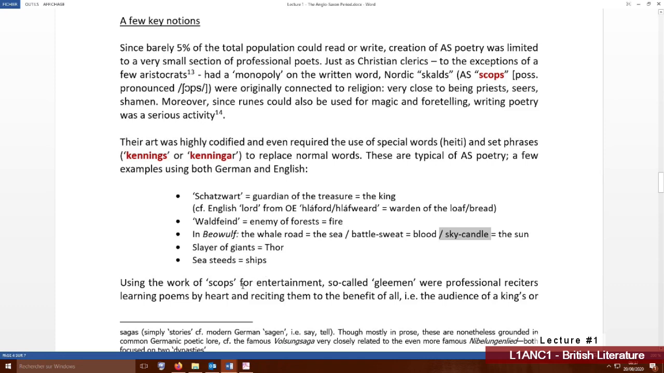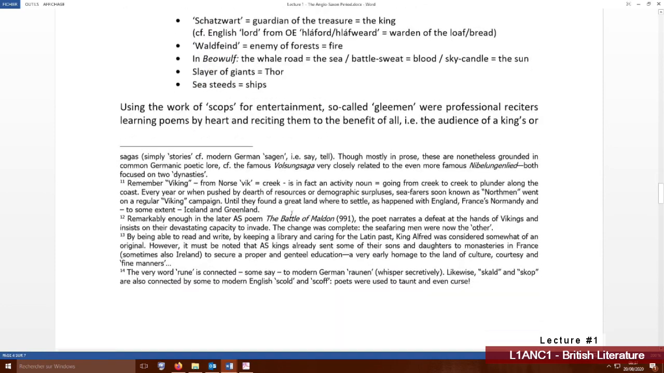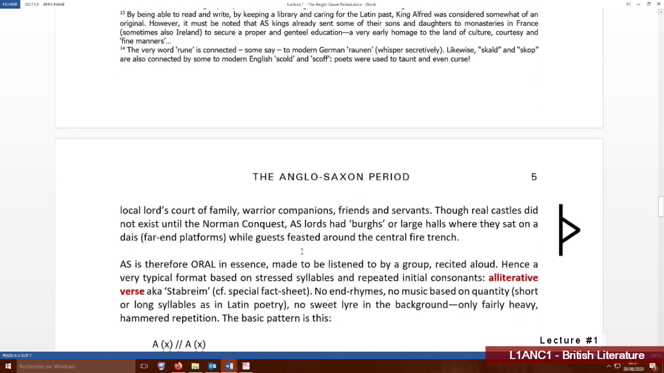So we had those shops or scops, also sometimes gleemen, professional reciters who learned the poems by heart and recited them to the benefit of the audience. Well, the audience could be anything from the king and his companions or courtiers. It could be a local lord with his family. It could be a public audience. There were no real castles until the Norman conquest, but still they were burghs, large halls, where the lords of the manor would sit on a dais.